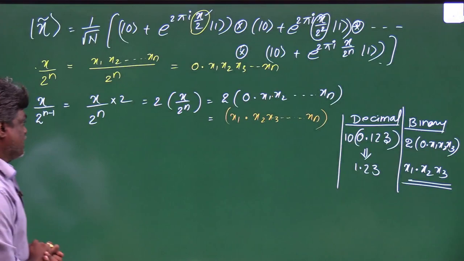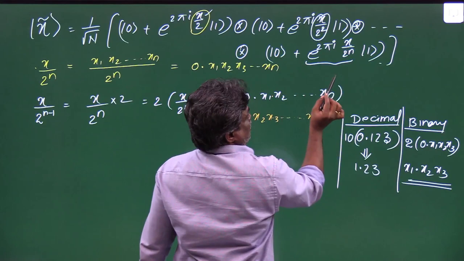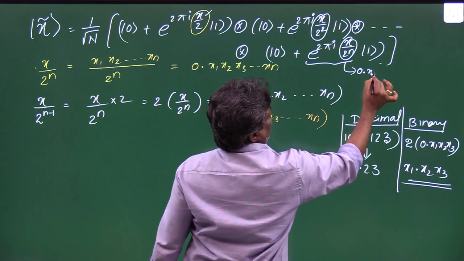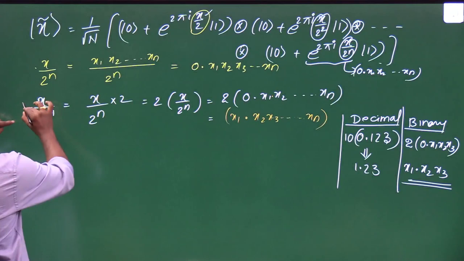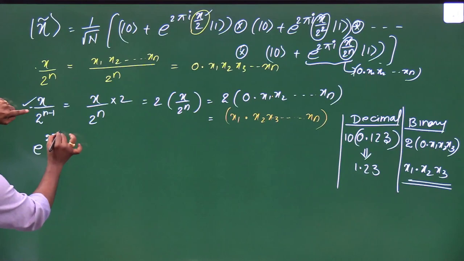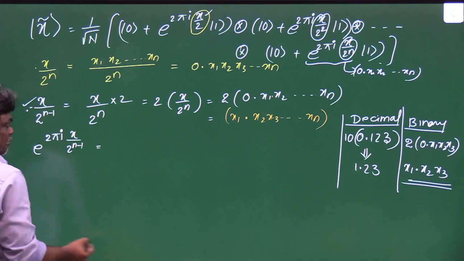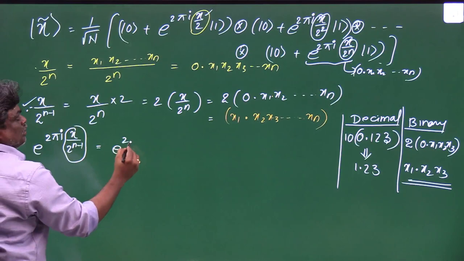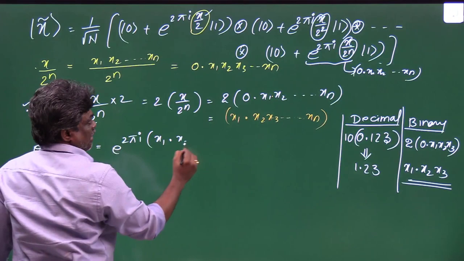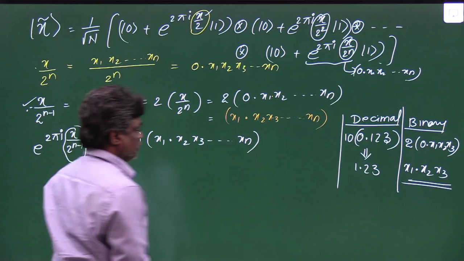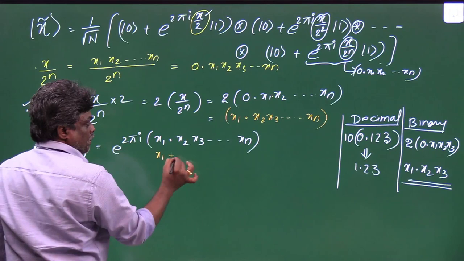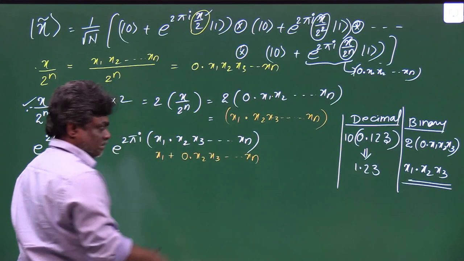Now see, sir, very important. Now every term is having this, because this value we know already, it's gone. That is point x1, x2, so on, xn. Now this before term, am I right? So this contains e raised to 2 pi I x by 2 power n minus 1. Now see carefully. Sir, please take this and substitute here. E raised to 2 pi I, please substitute x1 dot x2, x3, so on, xn. Is it clear, sir? Yes. Now, I think this can be written as x1 plus point x2, x3, so on, xn. Is it?